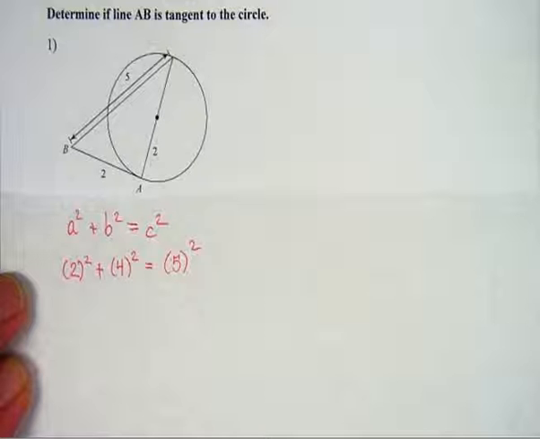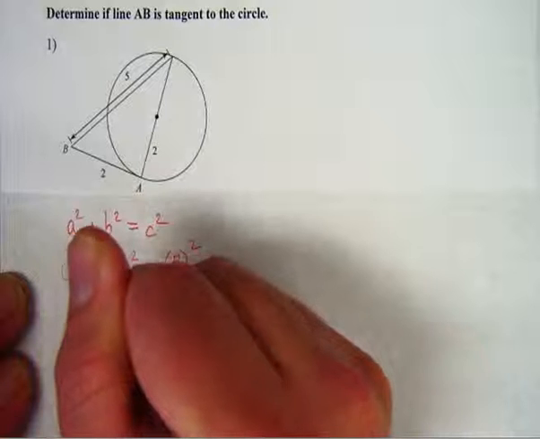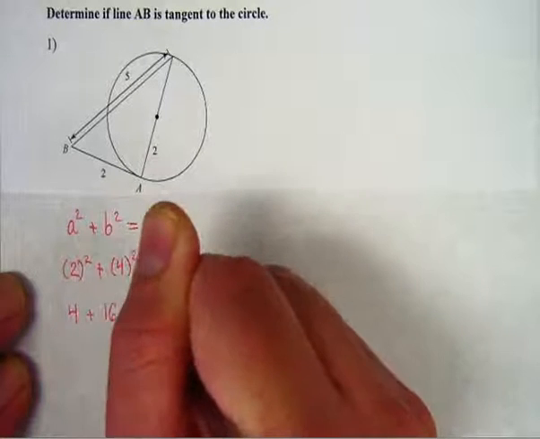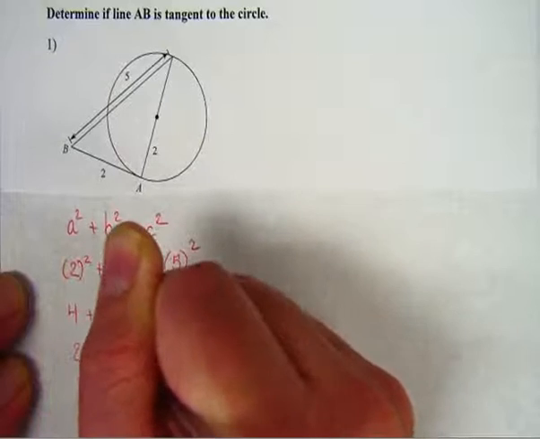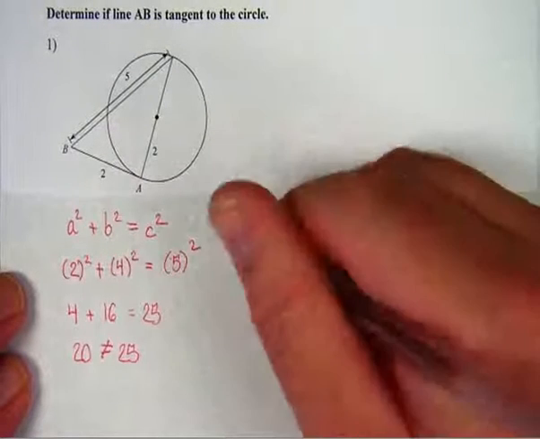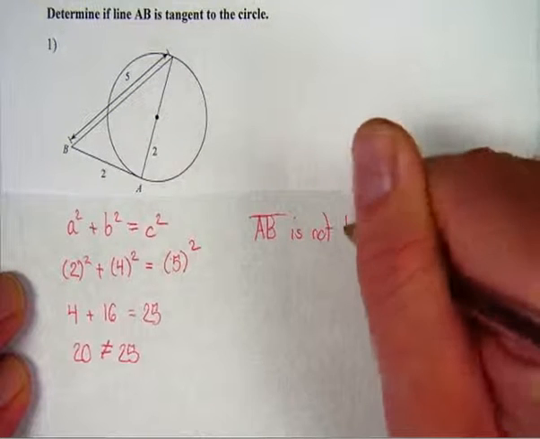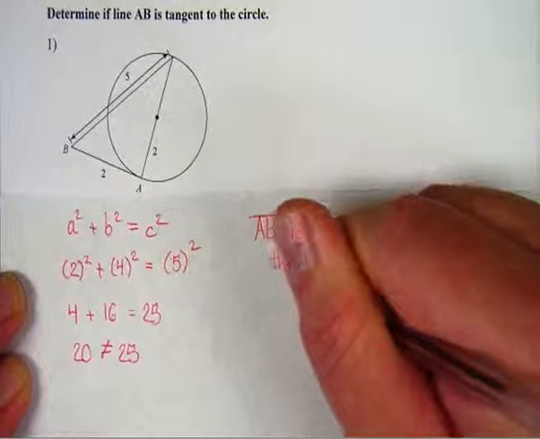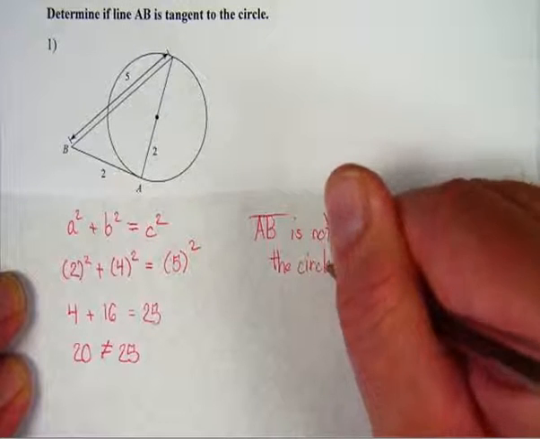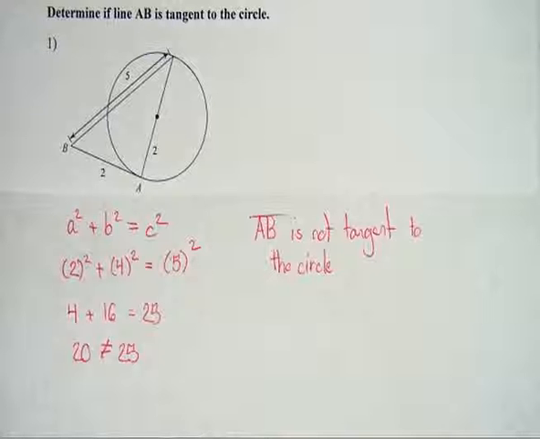So if that statement comes out to be true, then that line is indeed tangent. So here I would get 4 plus 16 equals 25, and we can see that 20 does not, in fact, equal 25. So AB is not tangent to the circle. And again, if it was tangent, this would have come out to be a true statement. However, it did not, so it is not tangent.